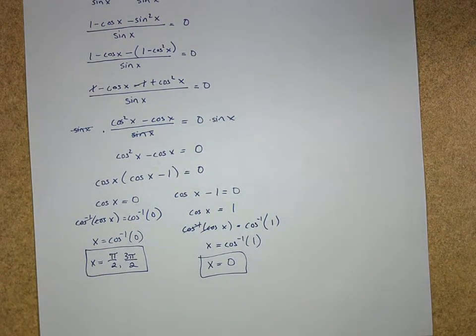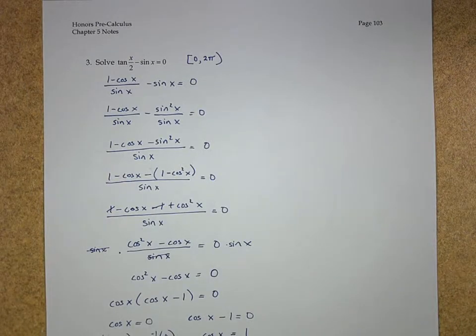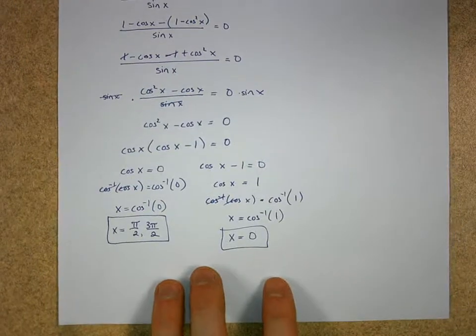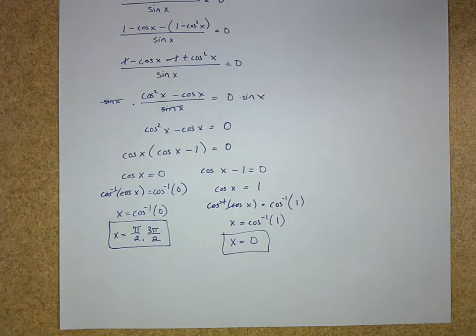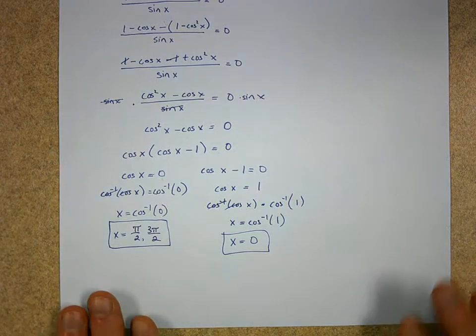Now that we've gotten through the chapter, let's just take a look at a couple of these problems, reflect on them, and see how we could have checked our work. So looking at the last one we just did, this tangent of x over 2 minus the sine of x from 0 to 2 pi. I want to be able to check this numerically and graphically using my graphing calculator.